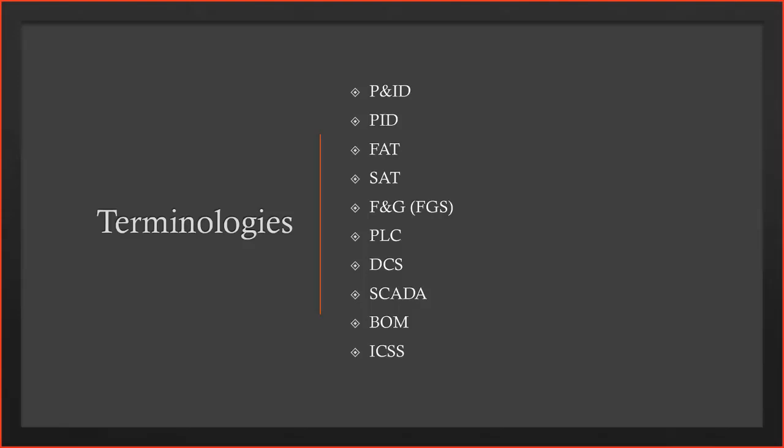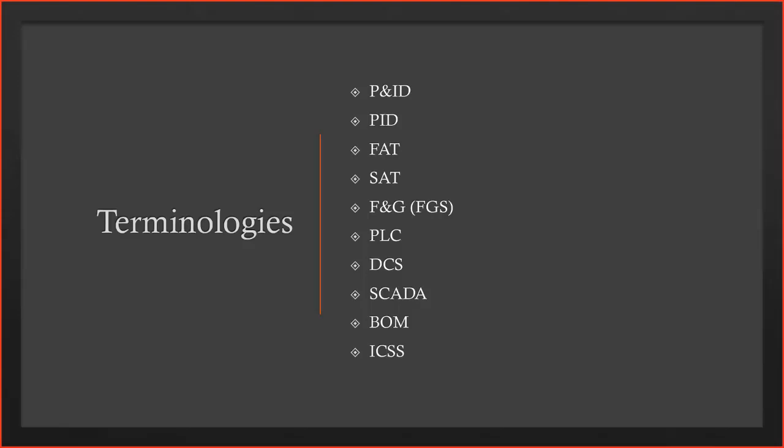Then there is another term called FNG. Some people call it FGS, but the majority call it FNG, which means fire and gas system, which is used to detect any sort of fire or any gas emission or any trouble in the oil and gas field. So this is a system developed for the safety of the plant.